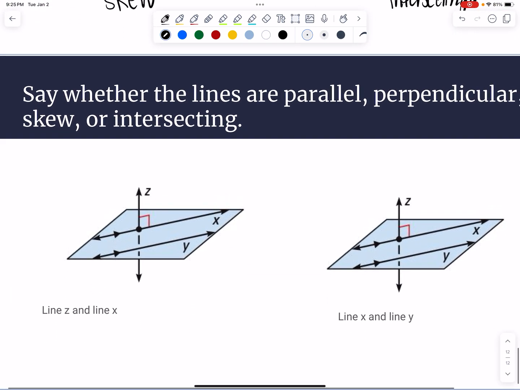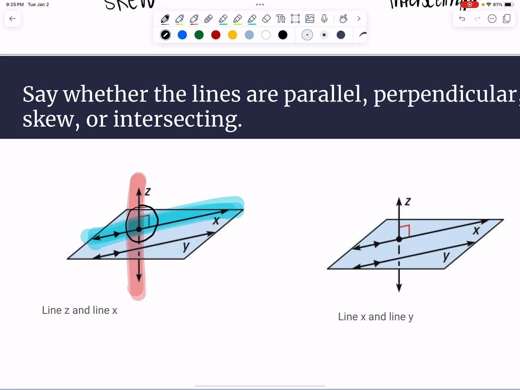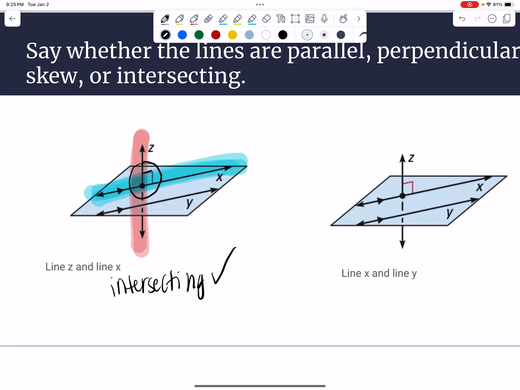All right, last two, line Z and line X. Are those parallel, perpendicular, skew, or intersecting only? These do cross, and where do they cross? They cross right here at a point, so I know for sure that they're intersecting. The next question is, well, are they intersecting at 90 degrees? And yes, there is a 90-degree angle there. So since that is 90, I also get to say that they are perpendicular.